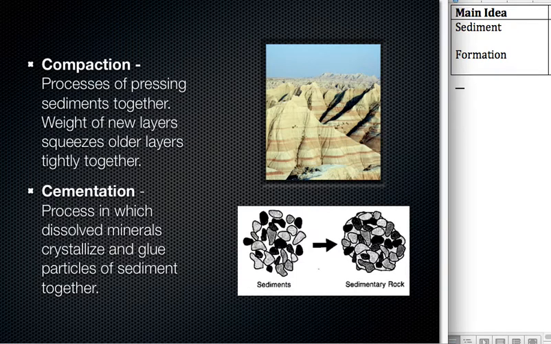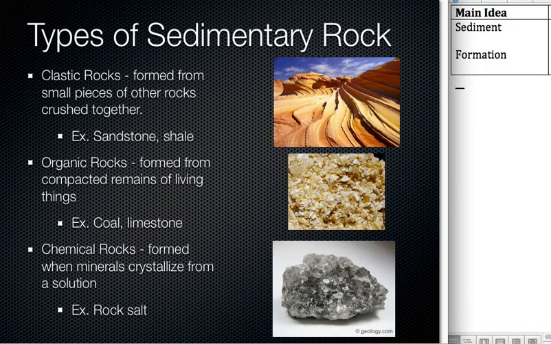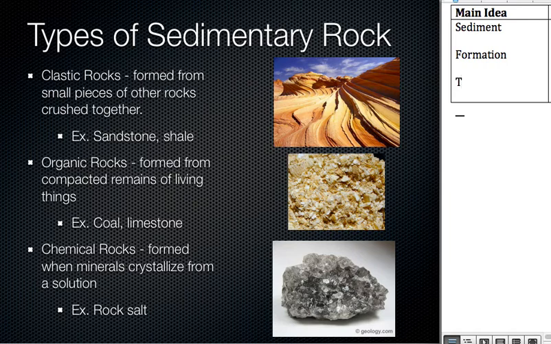So we can classify sedimentary rocks into three types based on what they're made of. They're all going to form in this general way, but depending on what is being compacted together and cemented together, we'll get different things. The first is called a clastic rock, and this is kind of what we think of as a sedimentary rock. This is our clastic, no pun intended, classic sedimentary rock, right? This is formed from small pieces of other rocks that have been crushed together. So things like sandstone, shale, conglomerate, made up of tiny pieces of other rock. This is what we tend to think of when we think of sedimentary rocks, but we call those clastic rocks.